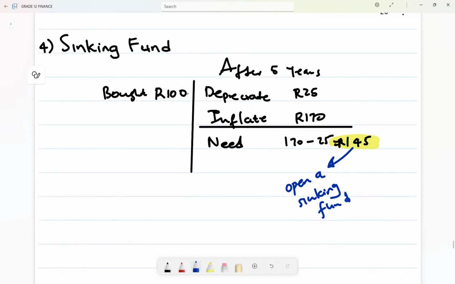How do I open a sinking fund? Do regular payments. Open a sinking fund and invest using the future value formula. Then you are done. So the amount that I need to save for will be the amount that I need. When you use a sinking fund, your F will be the amount that you need: the amount that you want to buy the laptop with after 5 years, minus the amount that your old laptop is worth. That is the amount that you need to save for.